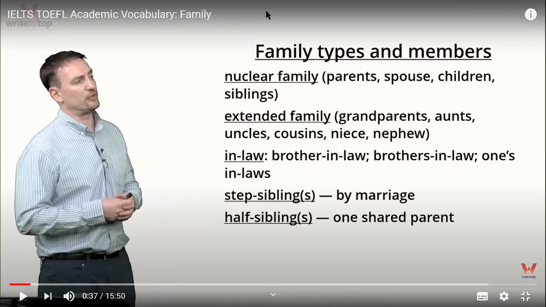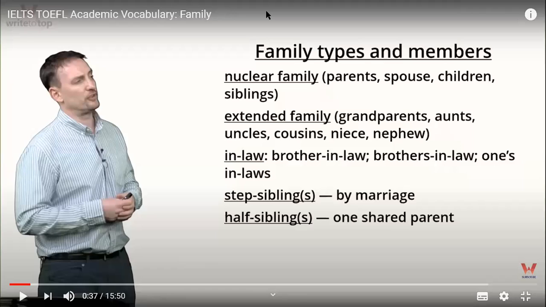Nuclear family is your immediate family. If I take myself, I live with my father, mother, and brothers. They are my nuclear family. Is it clear? Nuclear family is your immediate family. It includes your parents, spouse, meaning partner, children, and siblings.